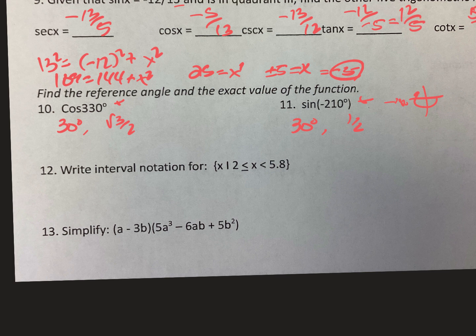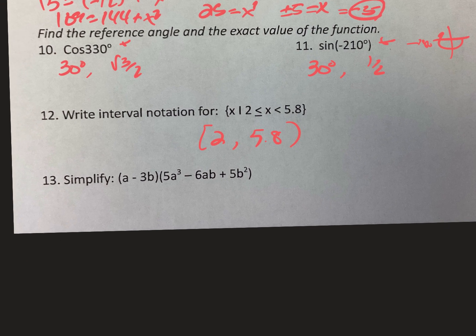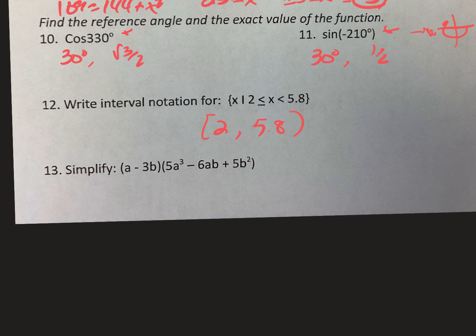12, write in interval notation. I'm going to go 2 with a bracket, comma, 5.8 with the parentheses, because the 2 has an equal sign. The 5.8 does not. 13 says multiply. Going to take the a all the way through there. I will get 5a to the 4th minus 6a squared b plus 5ab squared. Then I'm going to take the 3b through. Now we get negative 15a cubed b plus 18ab squared minus 15b cubed.